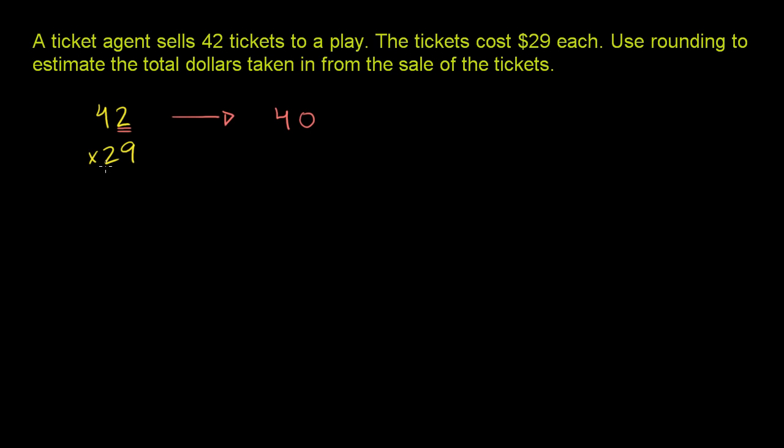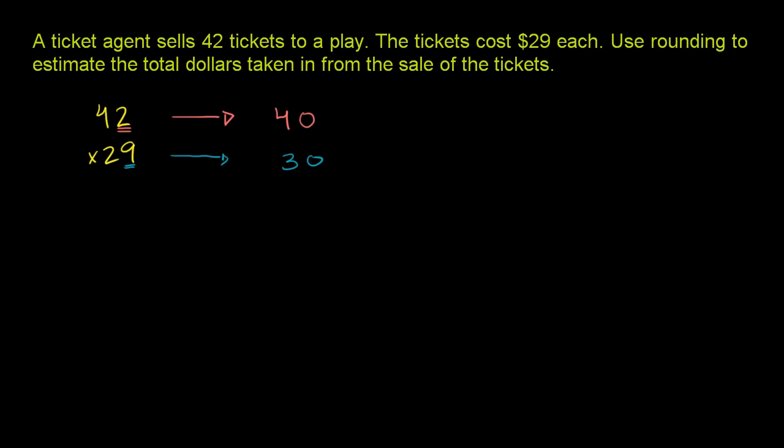29, if we round to the nearest 10, 9 in the ones place is greater than or equal to 5, so we round up. The nearest 10 is 30. And another way to think about it, just say, well, 42, that's pretty close to 40. 29 is pretty close to 30. Those are literally the nearest multiples of 10 that I can figure out.